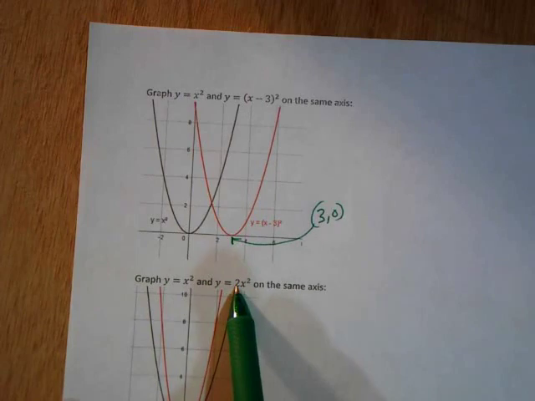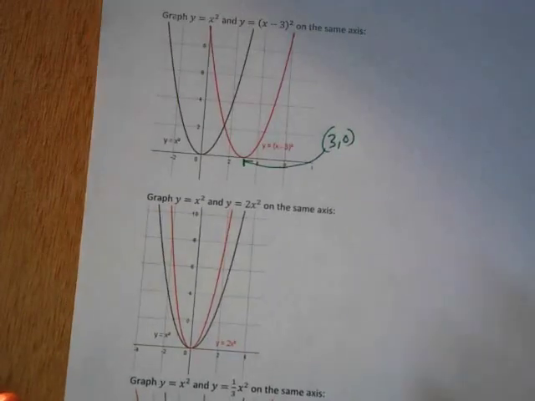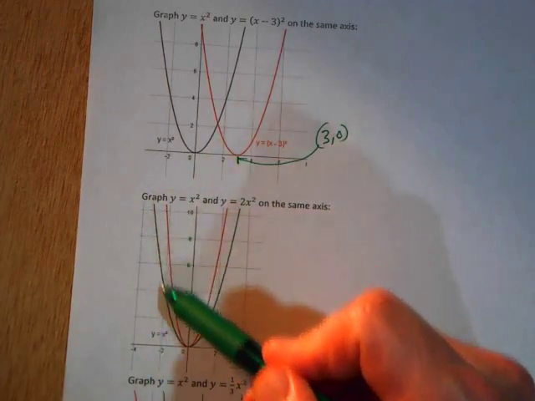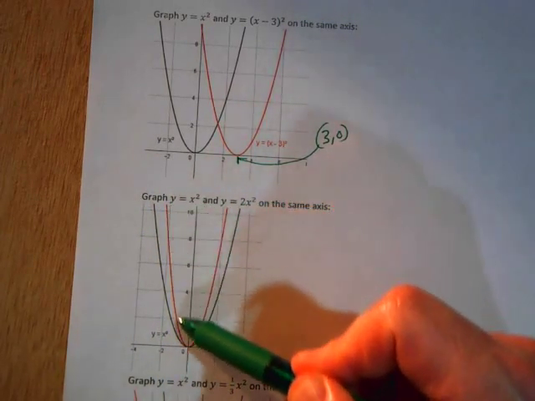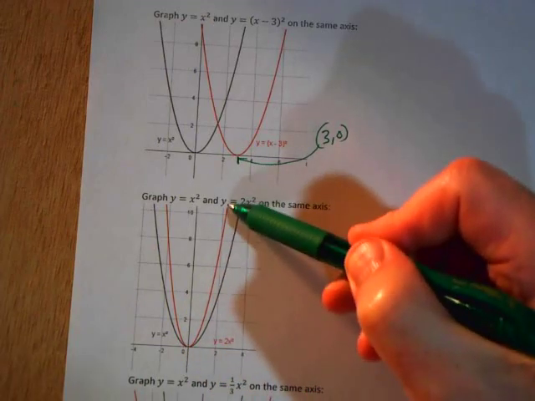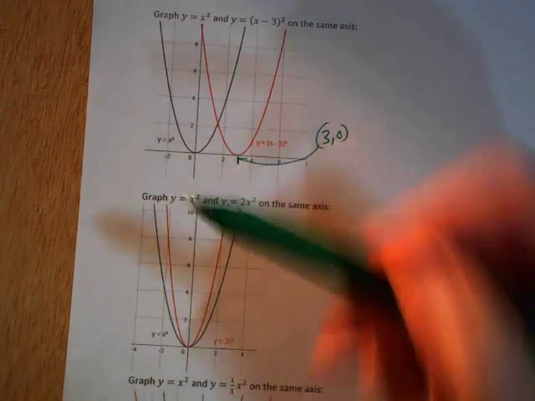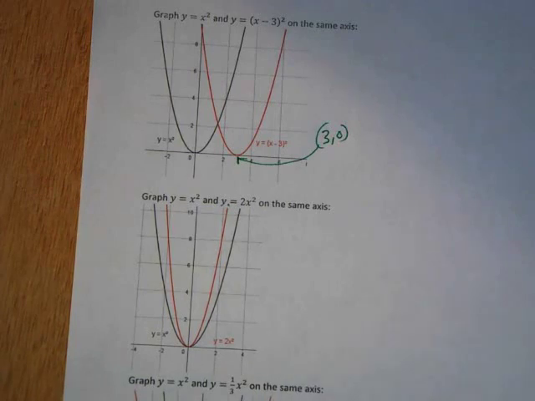Alright, now what happens if I put a number out front here? Here's my y equals x squared, it's the black one. And here's my y equals 2x squared. Now, the way most people would describe that is 2x squared is skinnier, which I concede that's how it looks, but that's not really what's happening.